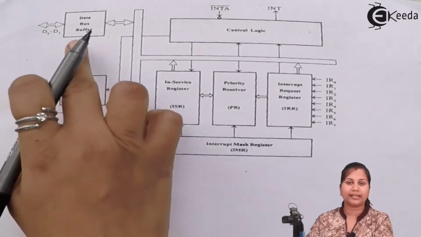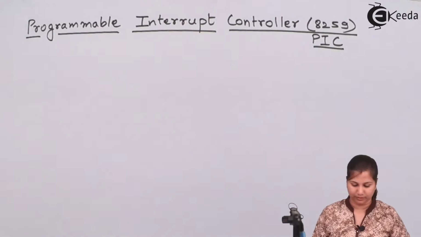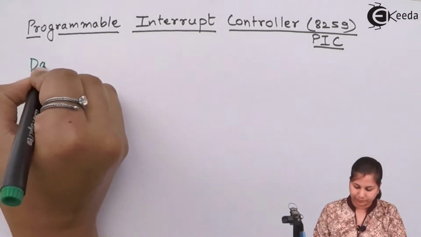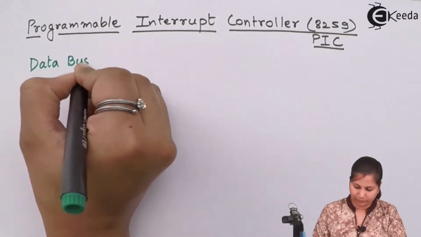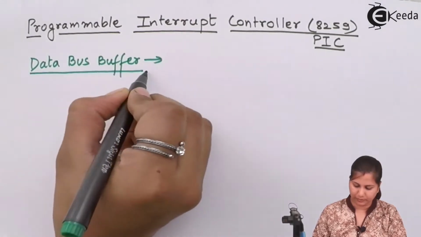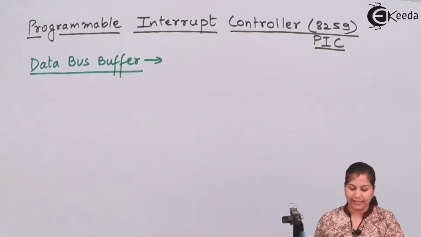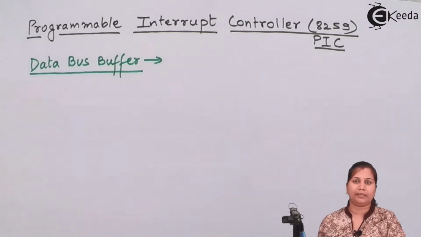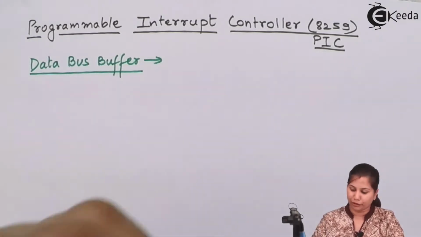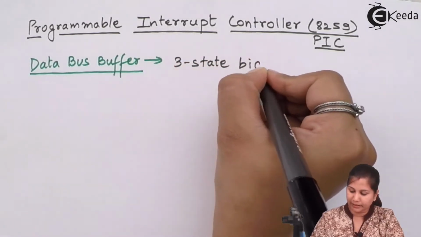First, we will start with the data bus buffer. This data bus buffer is a 3-state bidirectional 8-bit buffer. It is an 8-bit buffer because the data bus is also of 8 bits. So the buffer associated with it will be a bidirectional 8-bit buffer. So we can say here that this is a 3-state bidirectional 8-bit buffer.